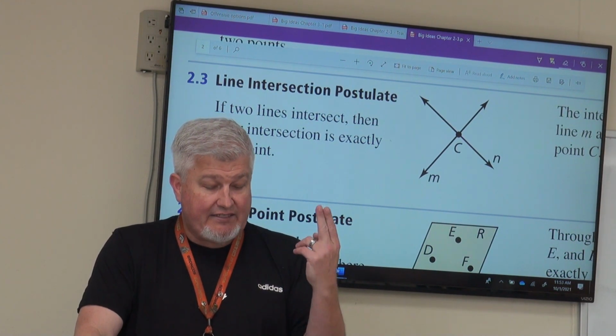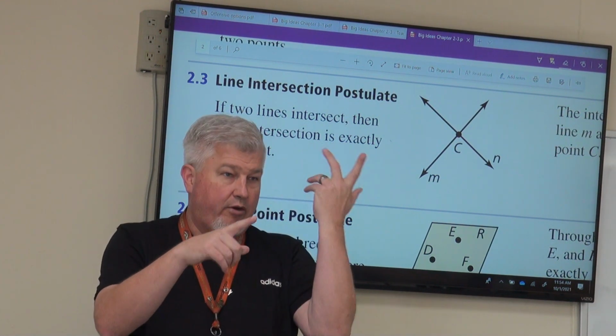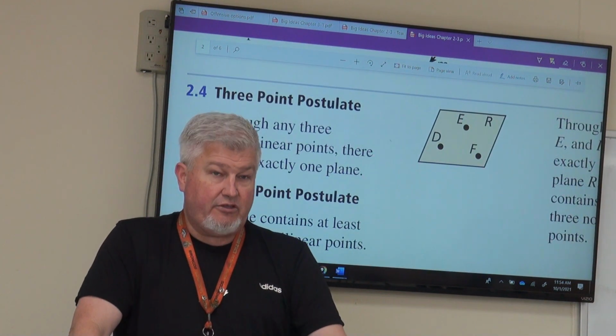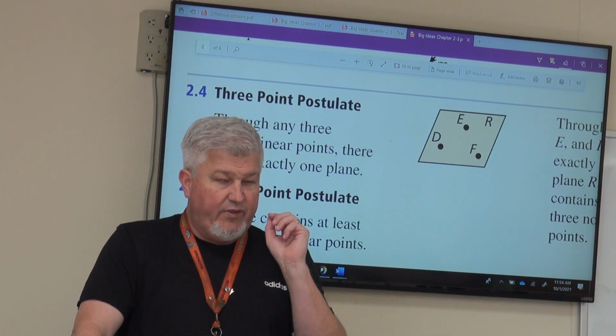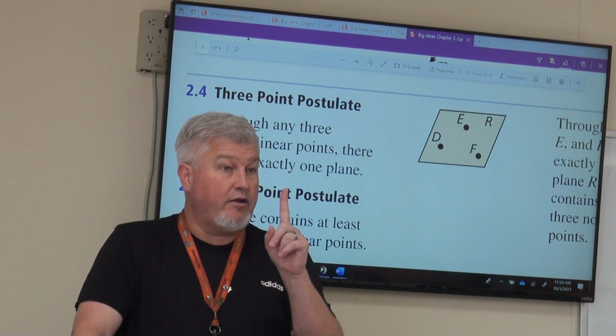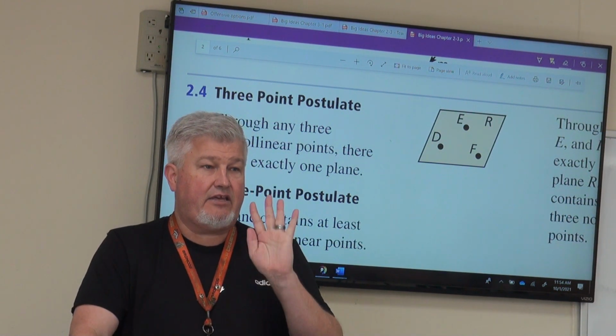If 2 lines intersect, then their intersection is exactly 1 point. Right? Wherever they cross, it's 1 point where they cross. No big deal. The next one is the 3-point postulate. We've already discussed this at the very beginning back in 1.1. Any 3 points can exist on one plane, right? Through any 3 non-collinear points, there exists exactly 1 plane.